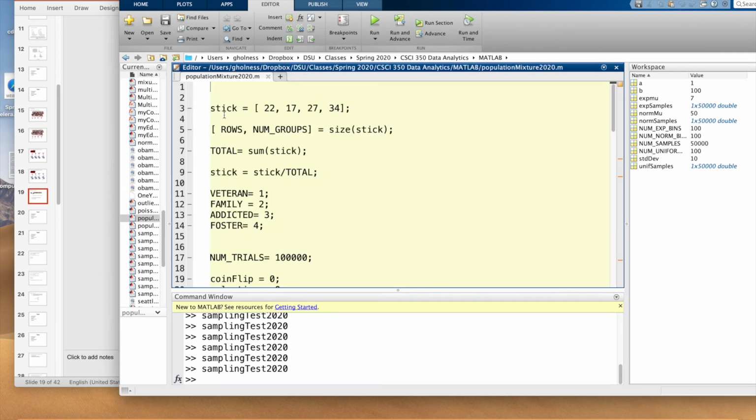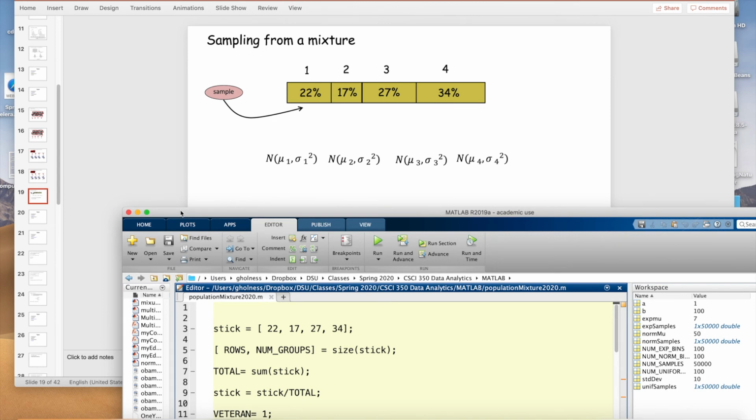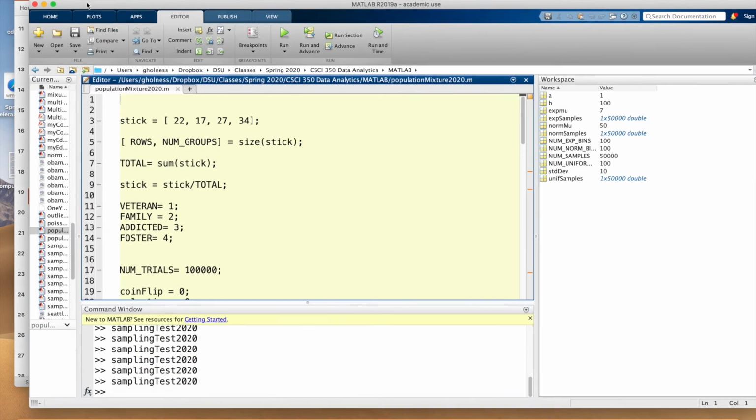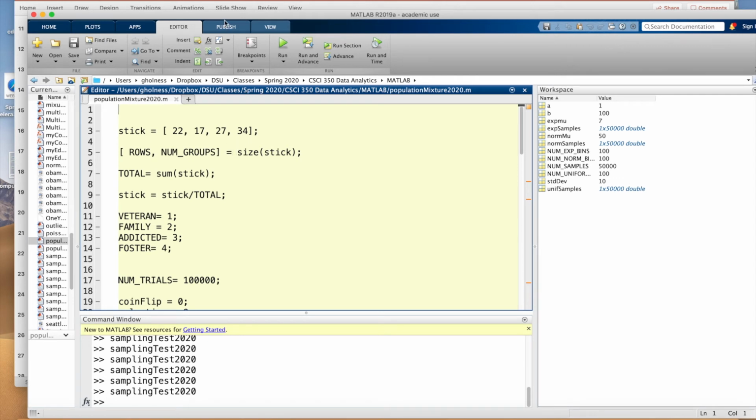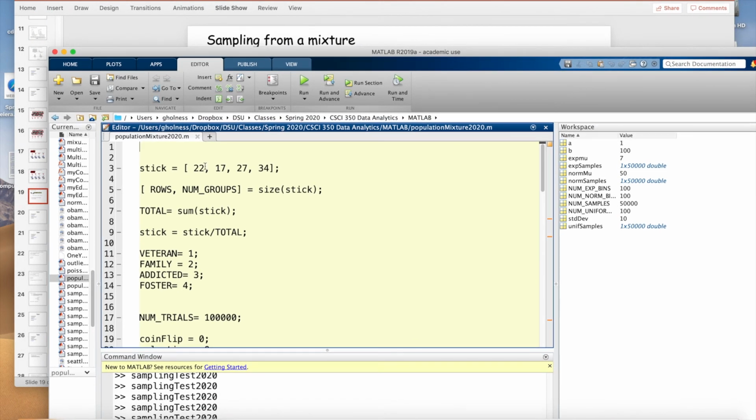This is called Population Mixture 2020, and I'll take the time to explain all of the different components here. So we have our stick, and this is the stick breaking construct, and the stick weights are 22, 17, 27, and 34, respectively, and that represents the individual proportions corresponding to the selection of a different subgroup within the population. Each of these adds up to 100. If we add 17, 22, 32, 39, yep, this adds up to 100. So that represents 100%, and each of these numbers represents that proportion relative to its percentage of the population.